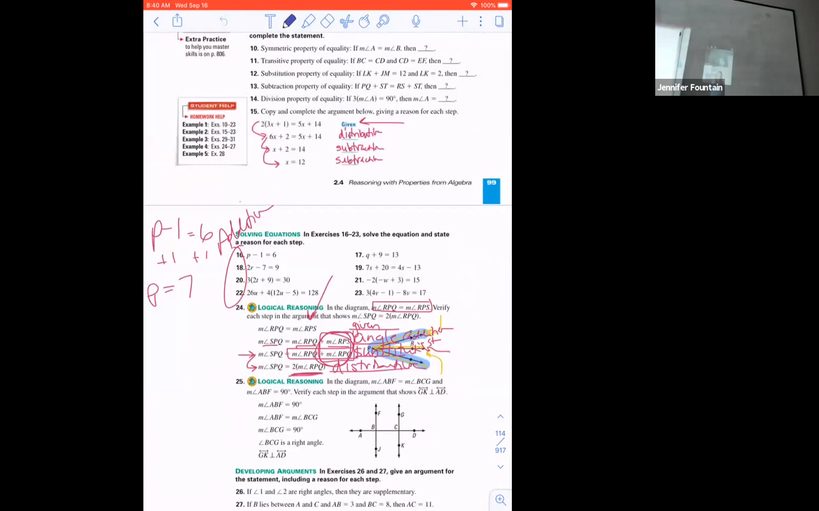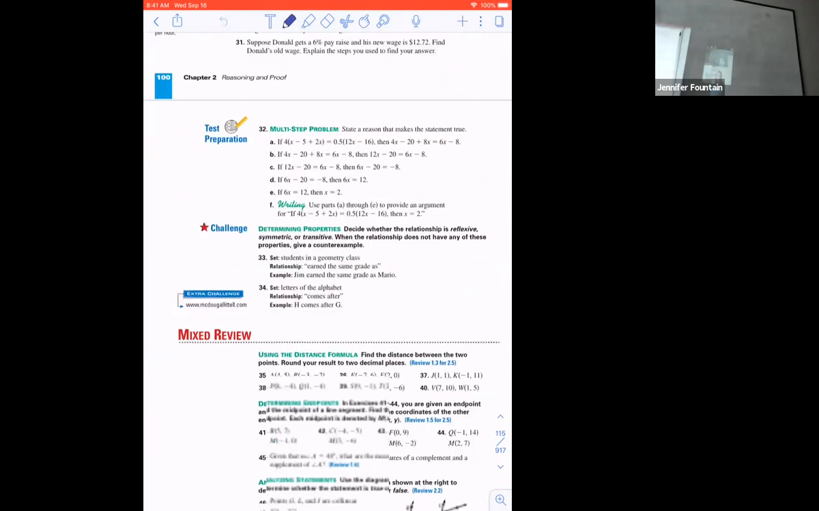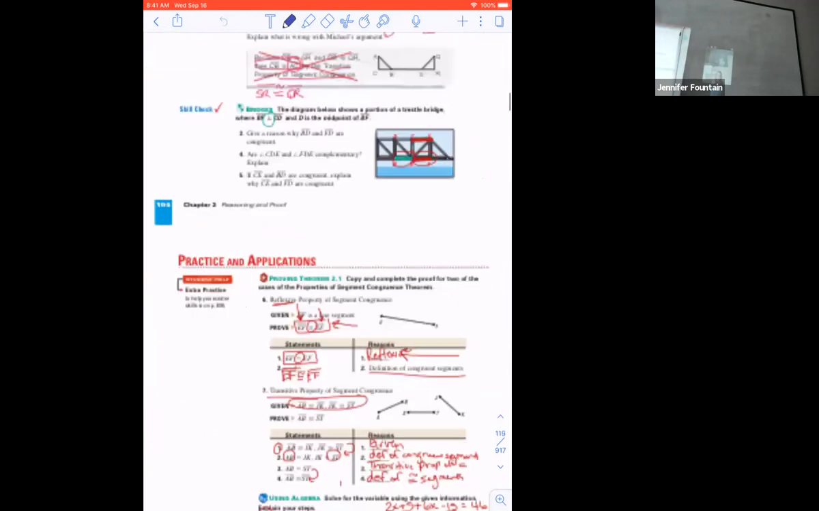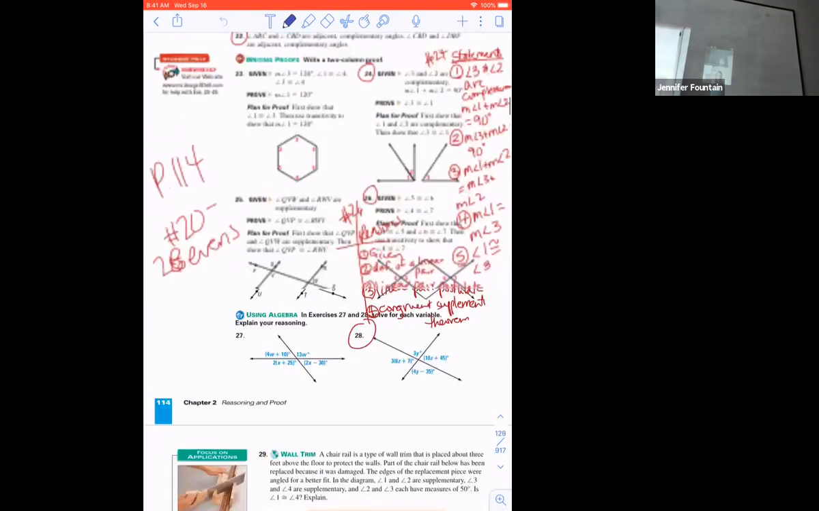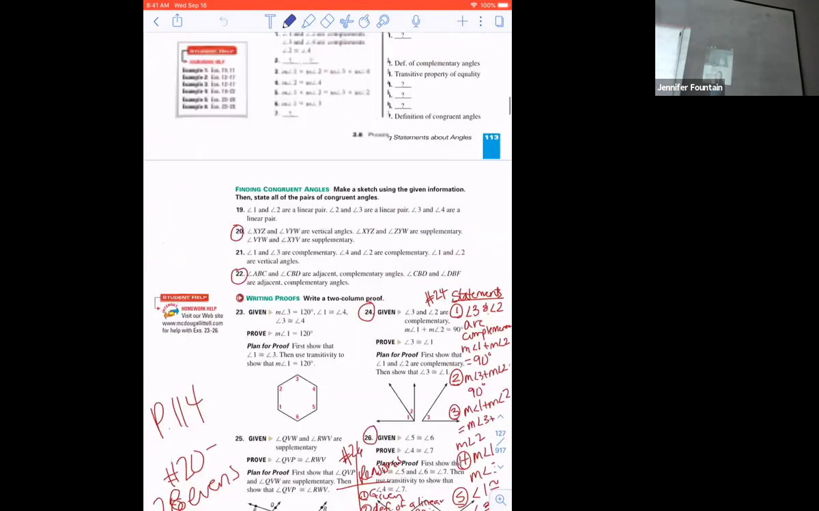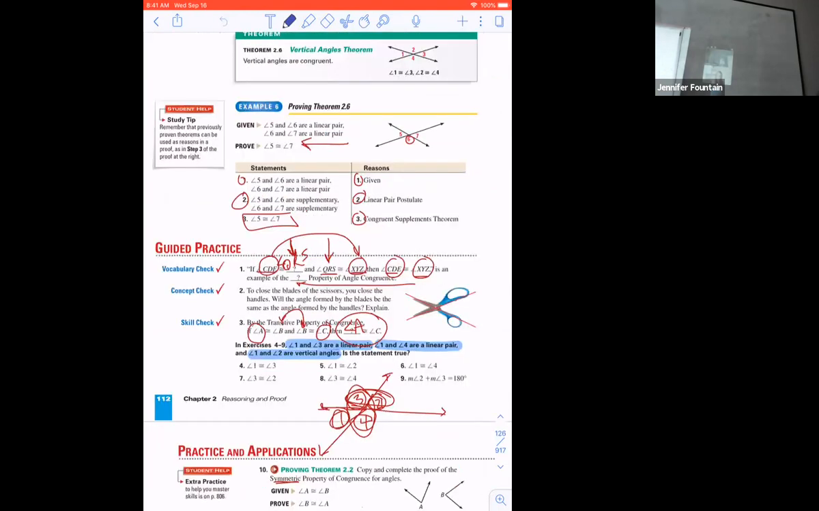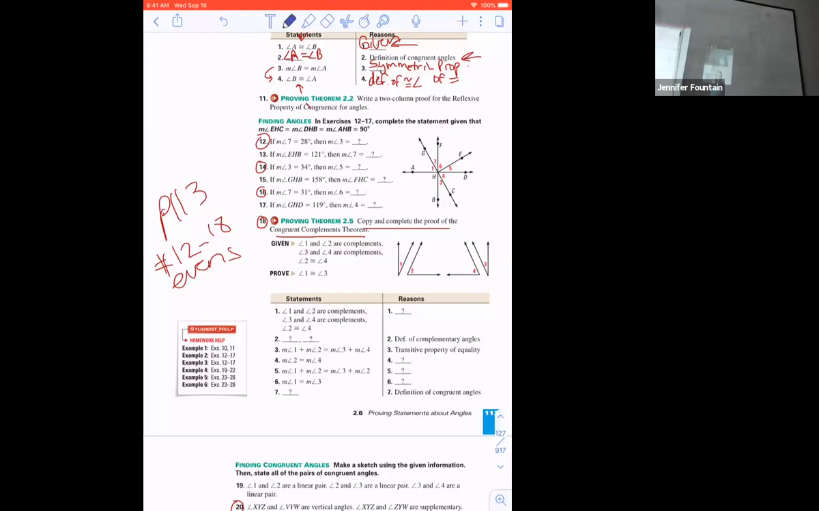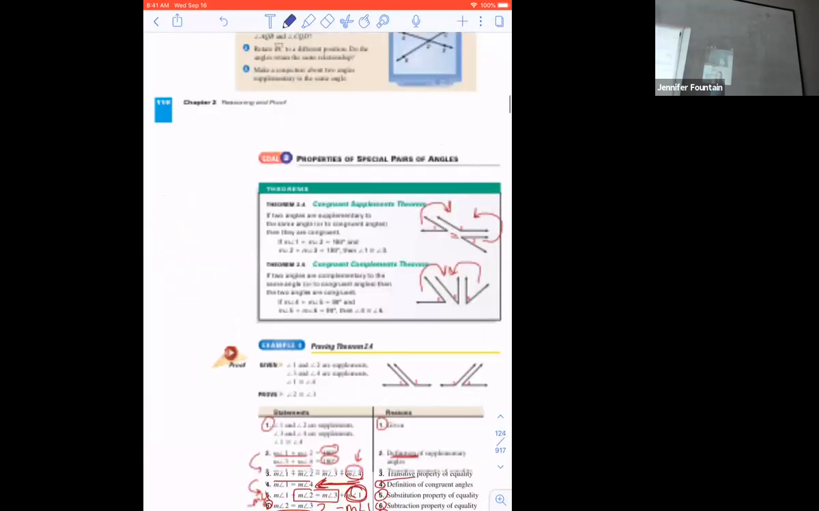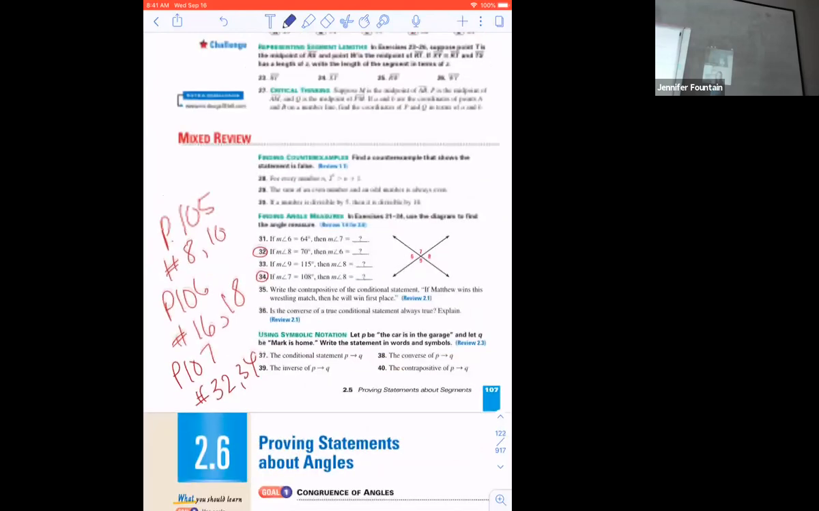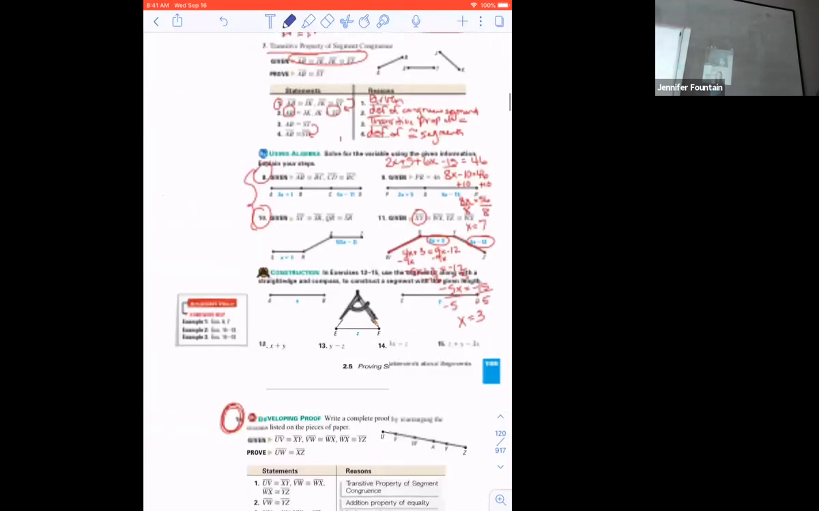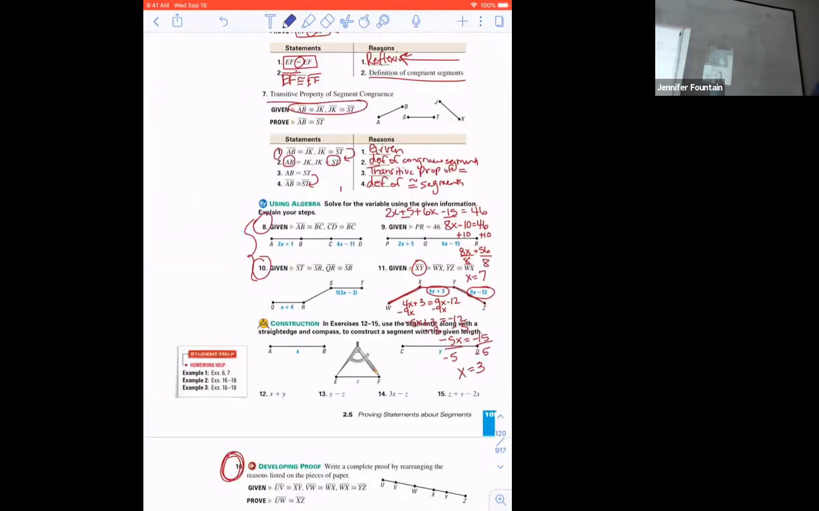Okay, so I can see where we left off. Okay, this is where we left off. We got page 113, 12 through 18 evens. Is that our first? 105. Not gone too far. And then we'll be ready to roll.